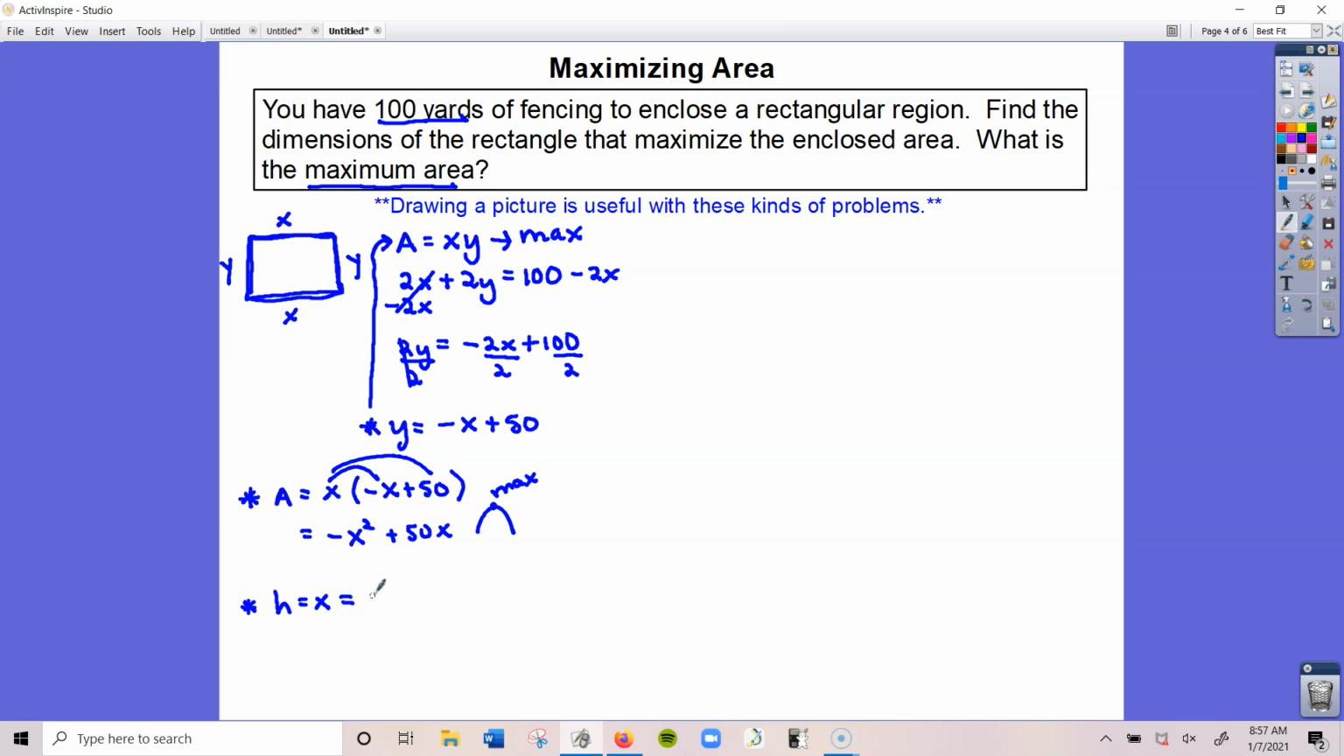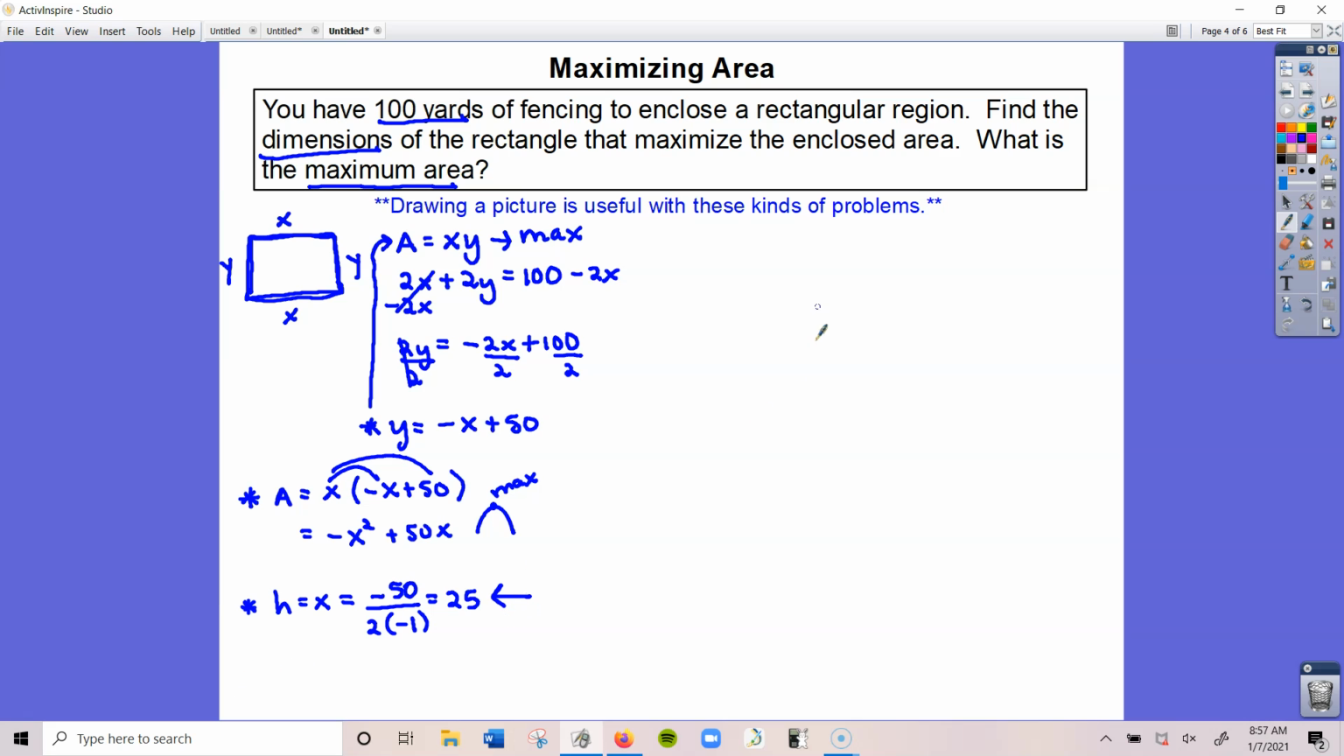And that's going to be negative b, so negative 50 divided by 2a, which is negative 1. Negative 50 divided by negative 2 is a positive 25. So actually what this tells you is one of those dimensions that we're trying to solve for. Since we already got one dimension, now we need to figure out the maximum, and then we can figure out the other dimension. So we'll just keep this in mind for later.